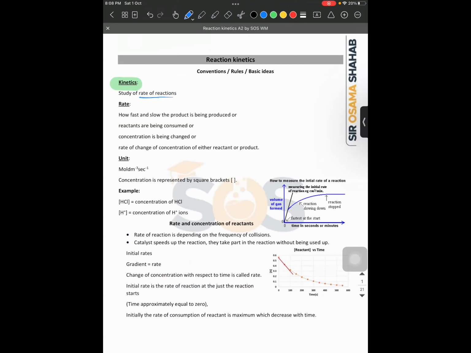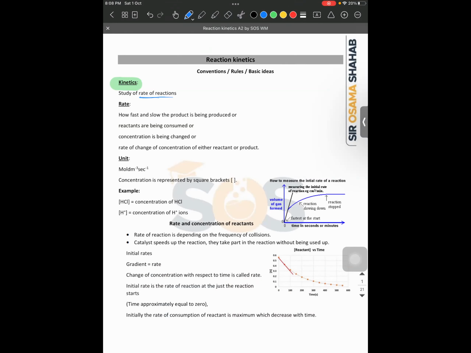Then you are going to move towards AS. Then you learn a few more things about rate of reaction over there, like Maxwell-Boltzmann curve, such things, and factors again. And now you are in A2, so you are going to learn the remaining part of this chapter, which is reaction kinetics over here. And we are going to start this topic with the study of rate of reaction.